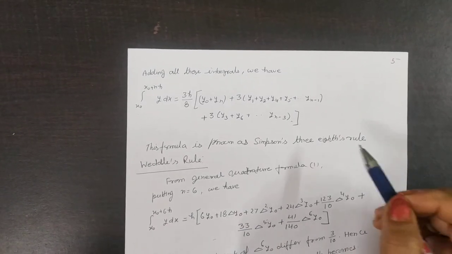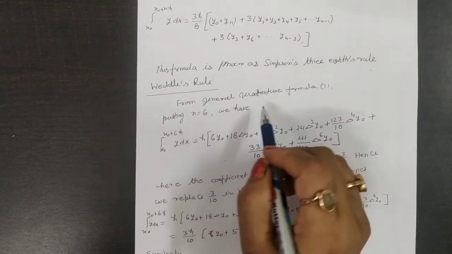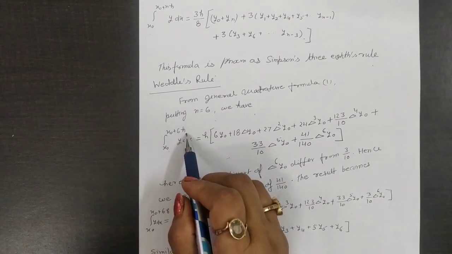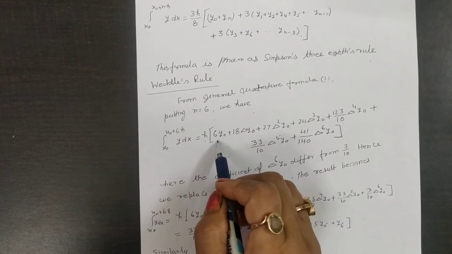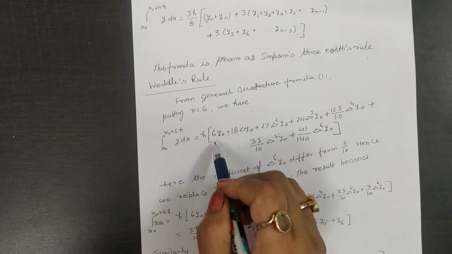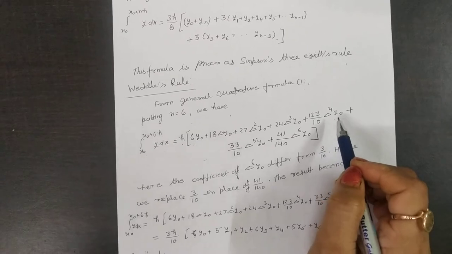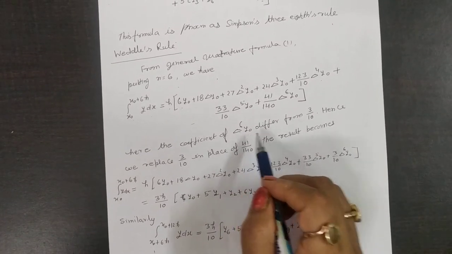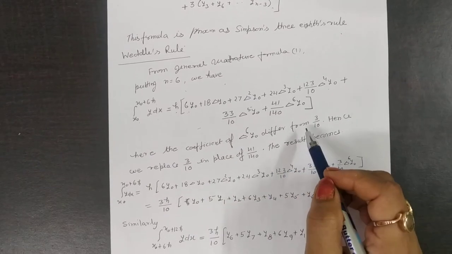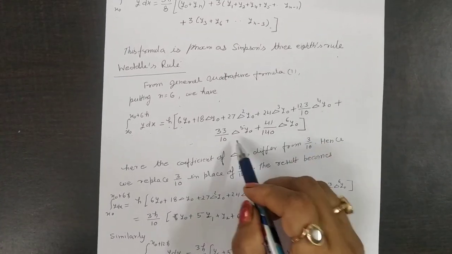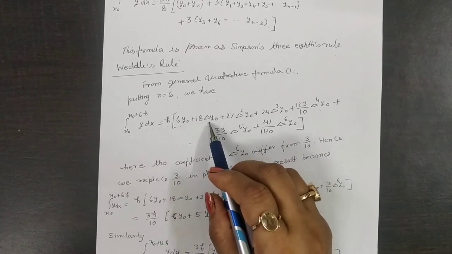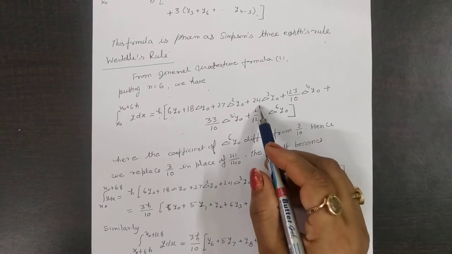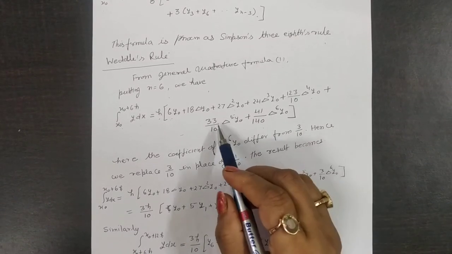Okay, students. Similarly, I have also defined the Weddle rule. From the general quadrature formula 1, putting n equal to 6, we have x0 to x0 plus 6h, y dx equal to h, here in place of n it is 6, so 6, 18, and you get these terms. Here is the general formula. Here the coefficient of delta to the power 6 y0 is 41 by 140, actually. If we calculate delta 4, delta 5, delta 6, you easily know delta and delta square of this. So we replace it by 3 by 10 in place of the factorial of 4 divided by 1 by 2, because in this term.